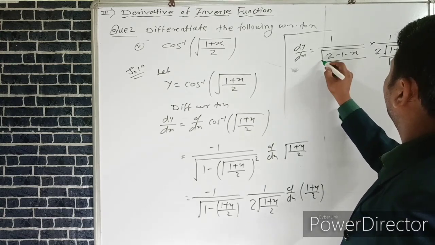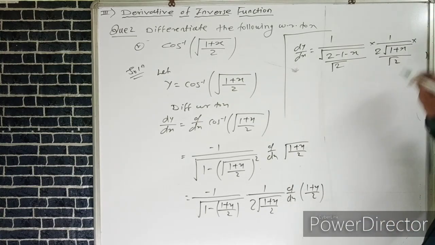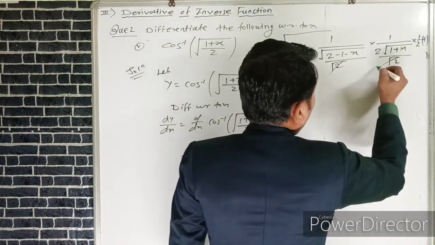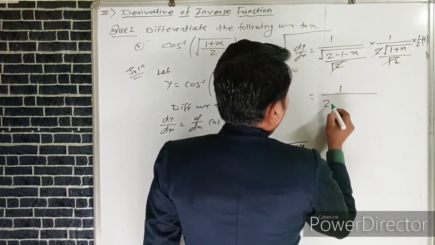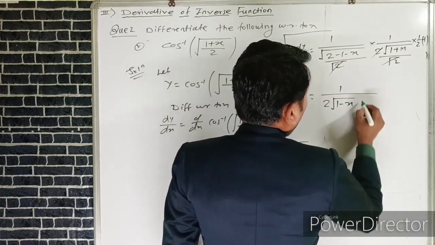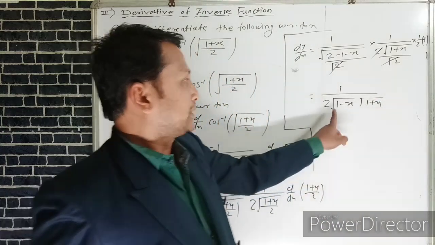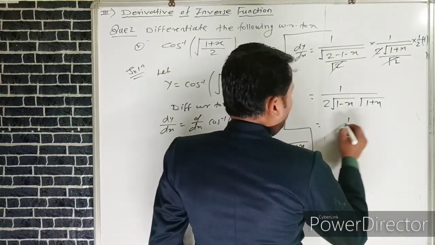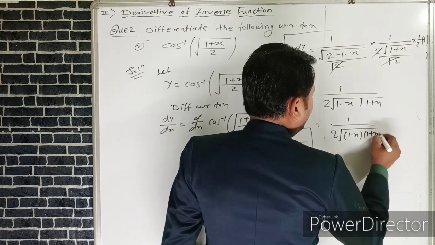Hence here we can also write it as under root 2 upon under root 2 into, here 1 by 2 is constant and the derivative of 1 is 0 plus x is 1. Here root 2 cancels. We can write this as 1 upon 2 into under root of (2 minus 1) is 1 minus x into under root of 1 plus x. Both terms are in under root, then we can write it as 1 upon 2 under root of, in first bracket 1 minus x and second bracket 1 plus x.